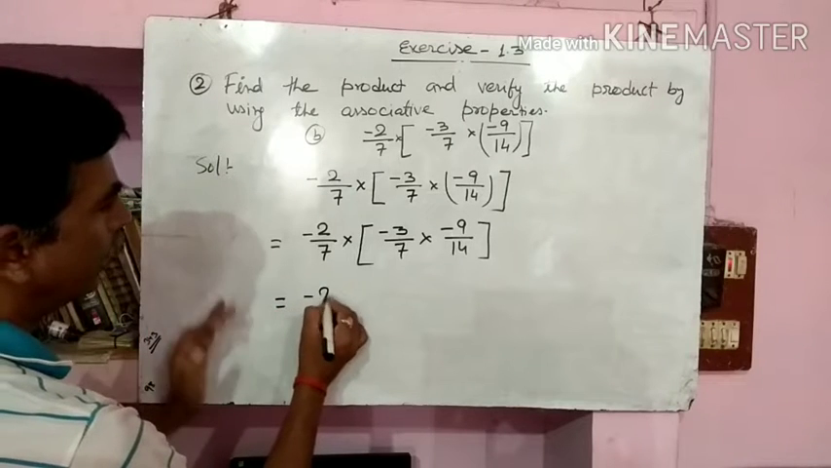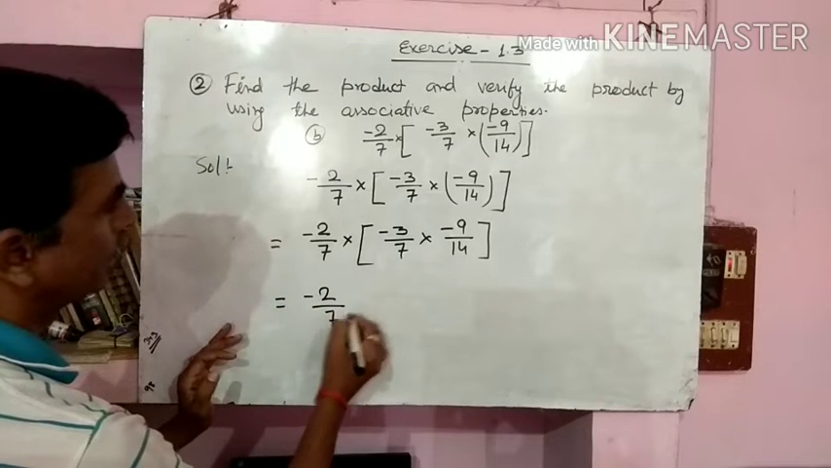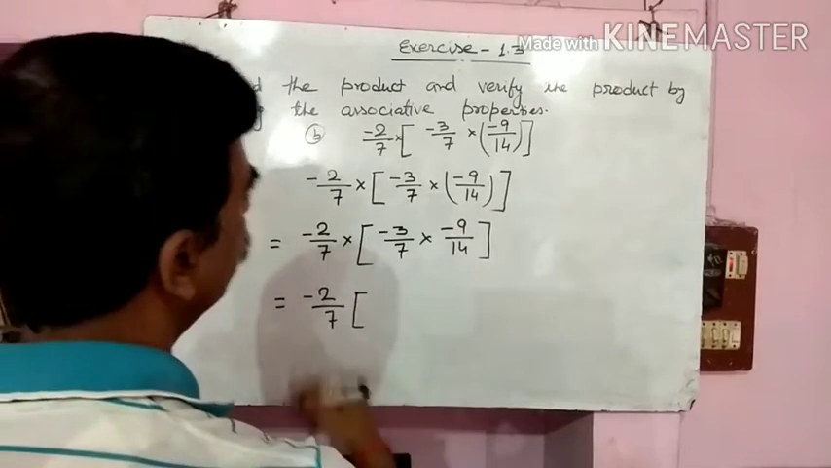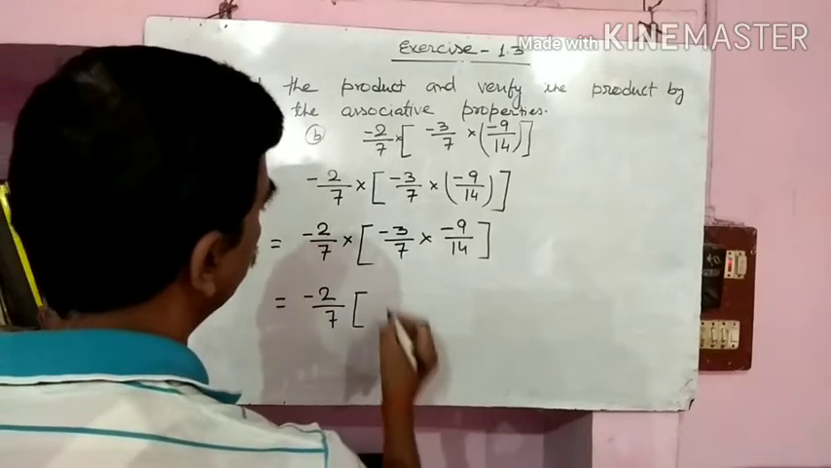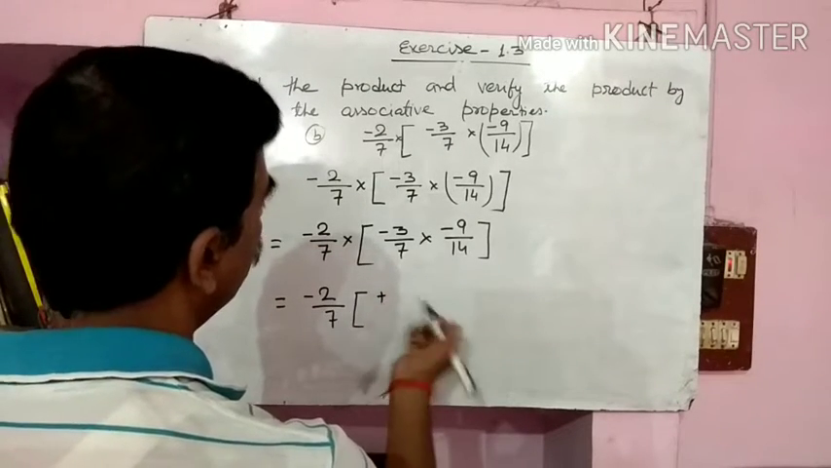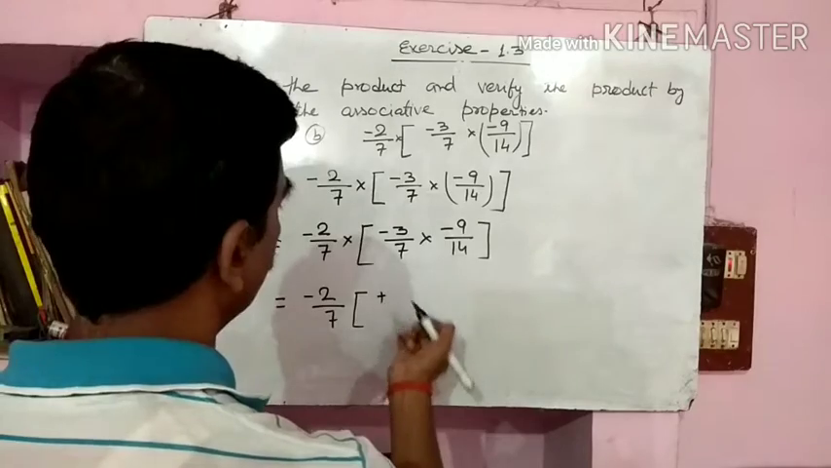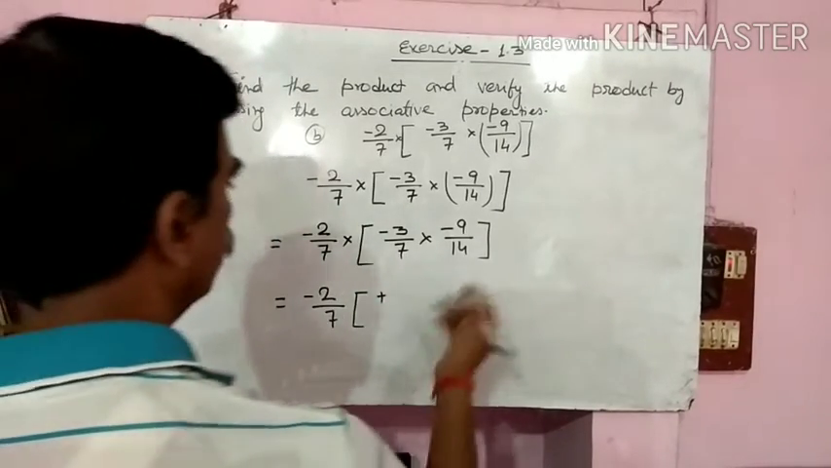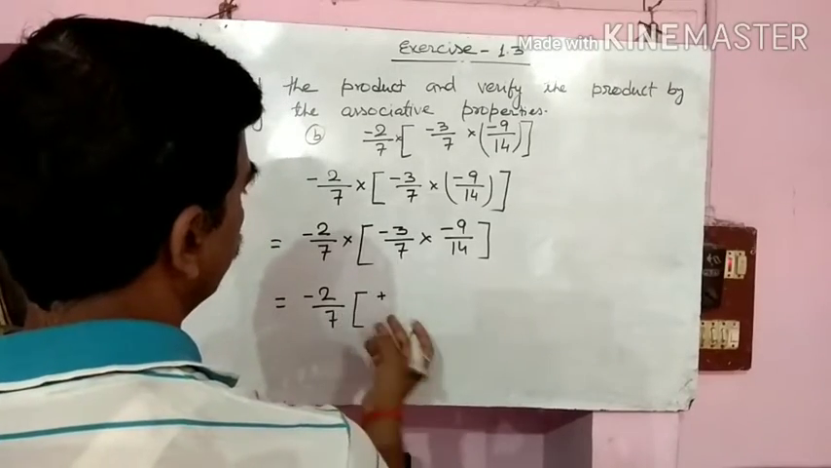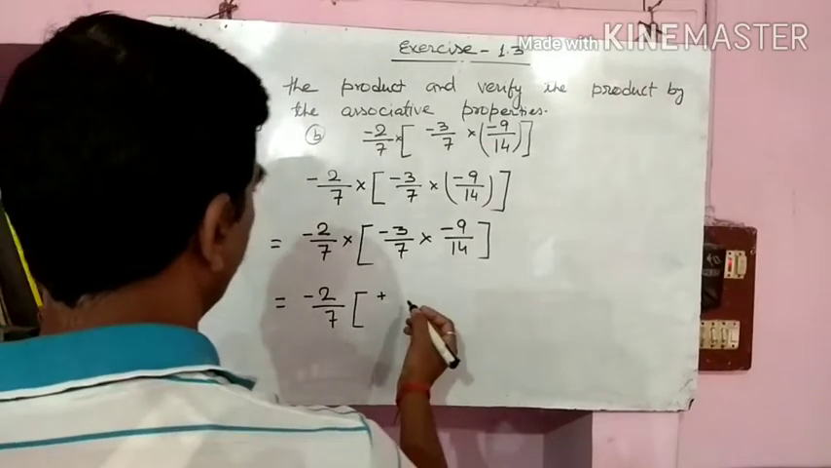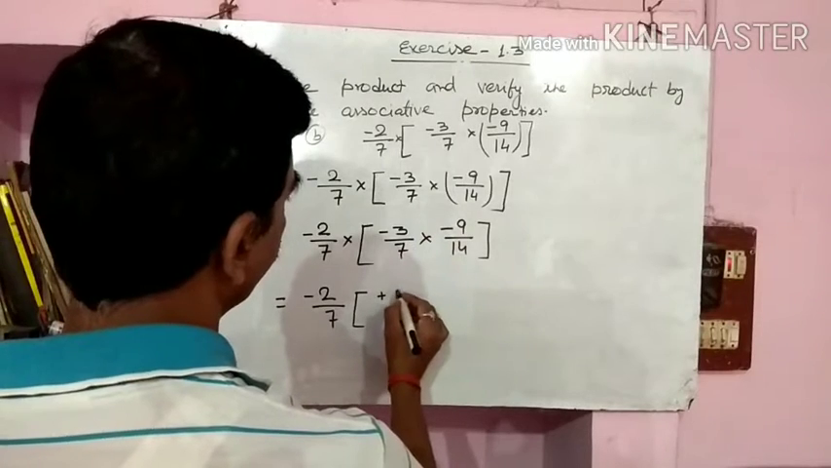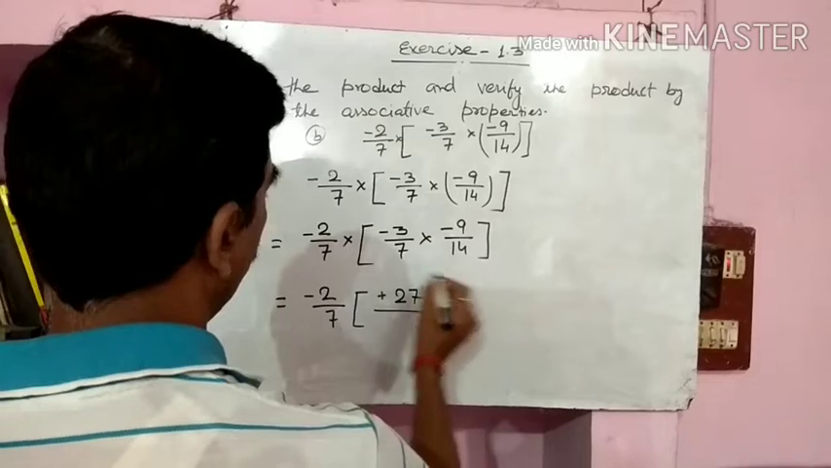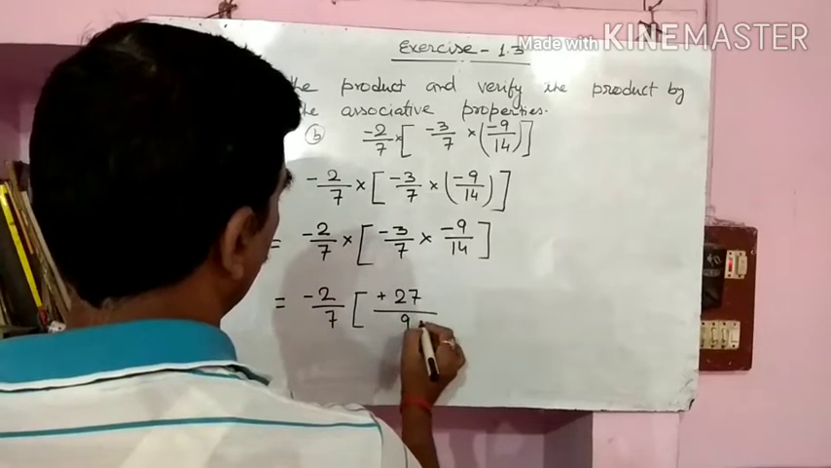So minus 2 by 7 into... look here, both are negative signs, so minus into minus becomes positive. If you want to write the positive sign you can, but if you wish to leave it out you can, because a positive sign is not necessary to indicate. Okay, so 9 3s are 27 and 14 7s are 98.